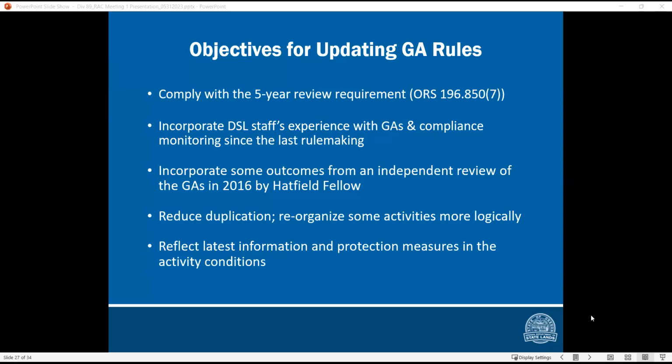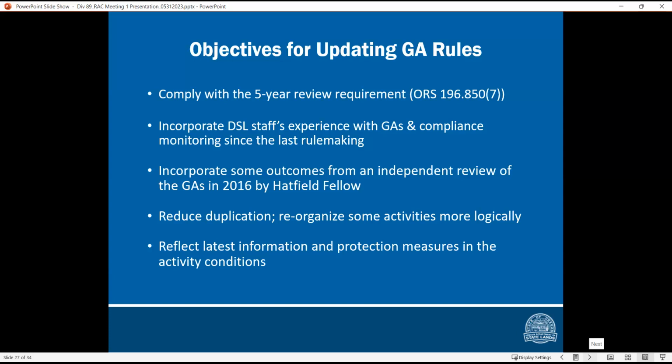This is great. So I wanted to review with you all, just in the spirit of transparency, of course, what DSL's objectives are for updating these GA rules now. Well, perhaps the biggest reason is that statute requires us to review the GA rules every 5 years. And it has definitely been 5 years, maybe a bit more, since we did our last 5-year review. The one that we did about 5 years ago, actually 2018, was a very limited review. Our last really big review, kind of overhaul of the general authorizations, goes all the way back to 2011.